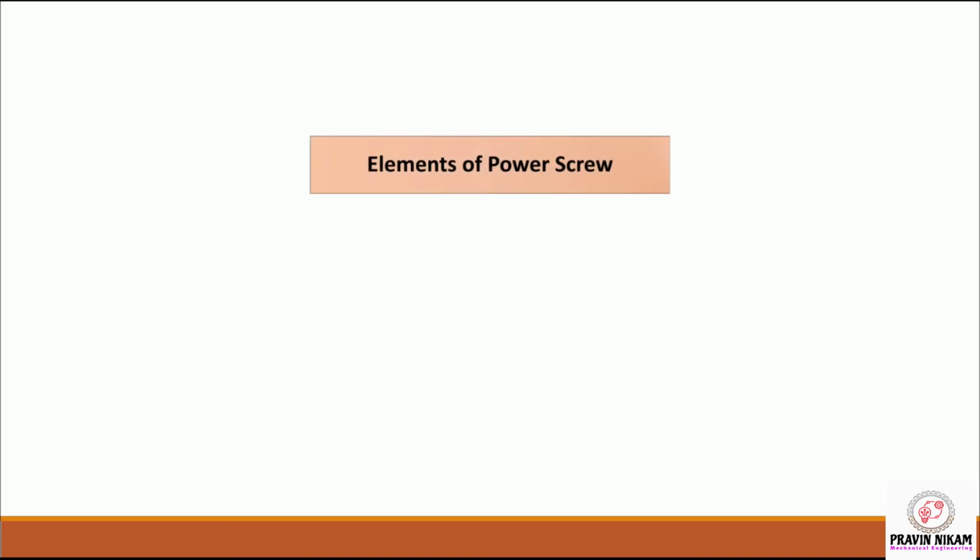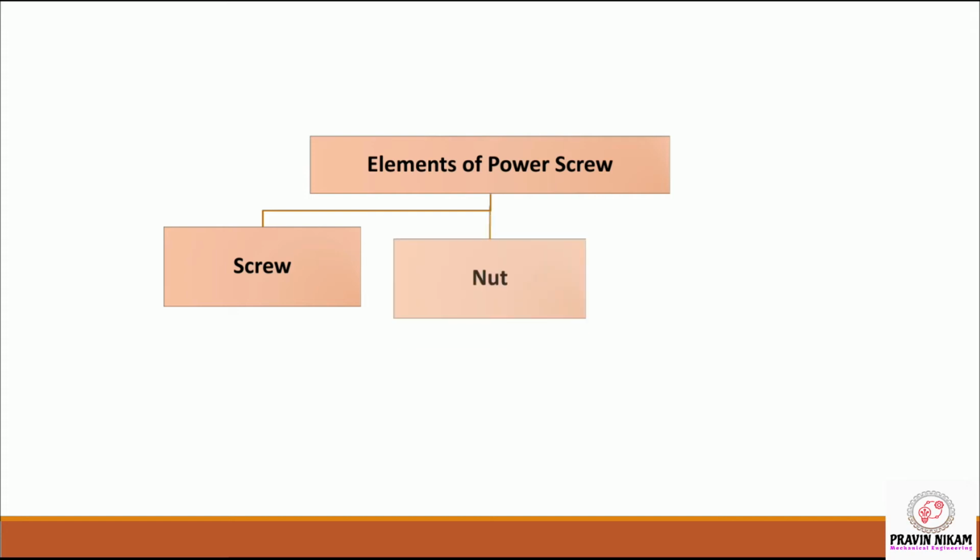Now let us see what are the elements of power screw. So there are three elements of power screw. One is a screw. So what are the elements of power screw? First is screw. Second one is nut.